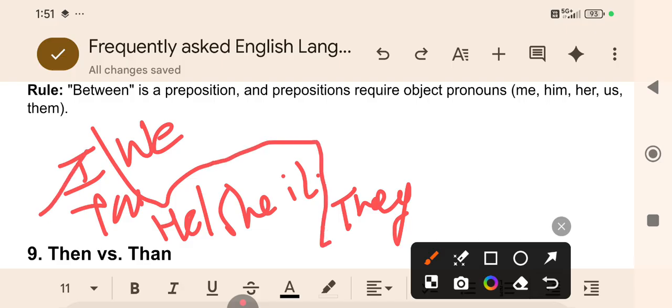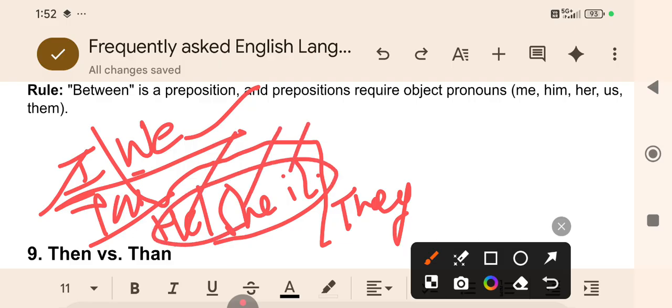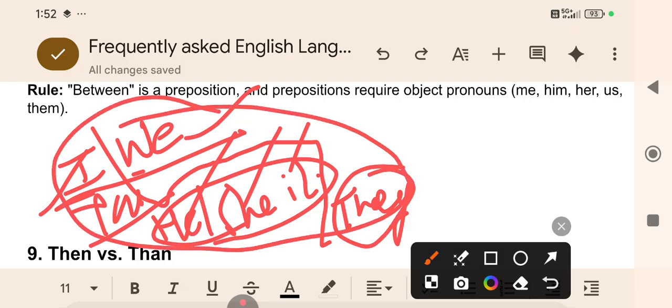So first person singular is I, first person plural is we, second person singular and plural is you, which is common, third person singular is he, she, it, or third person plural is they. So these are the pronouns which are called subjective pronouns. Let us count together on our fingers: I, we, you, he, she, it, or they.